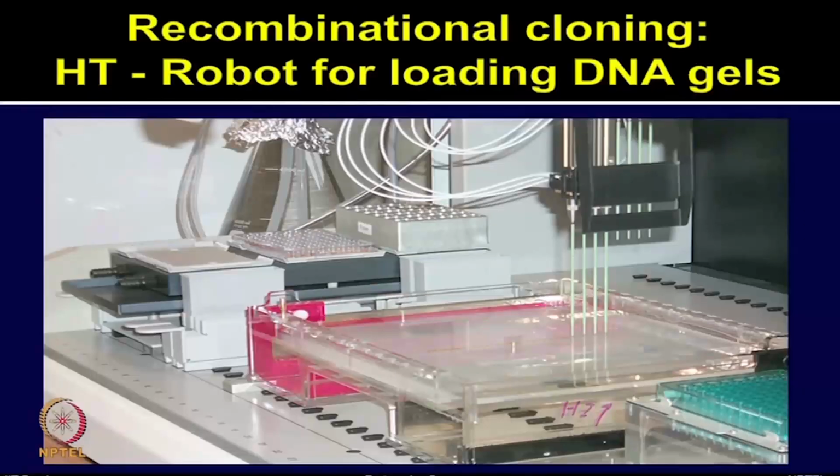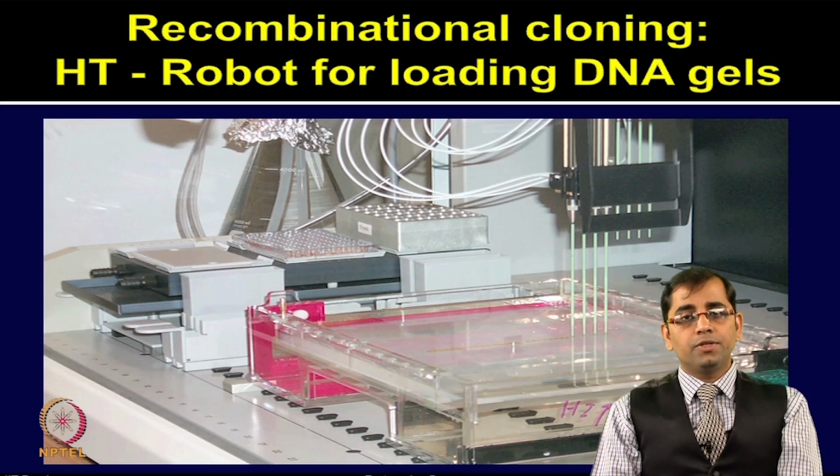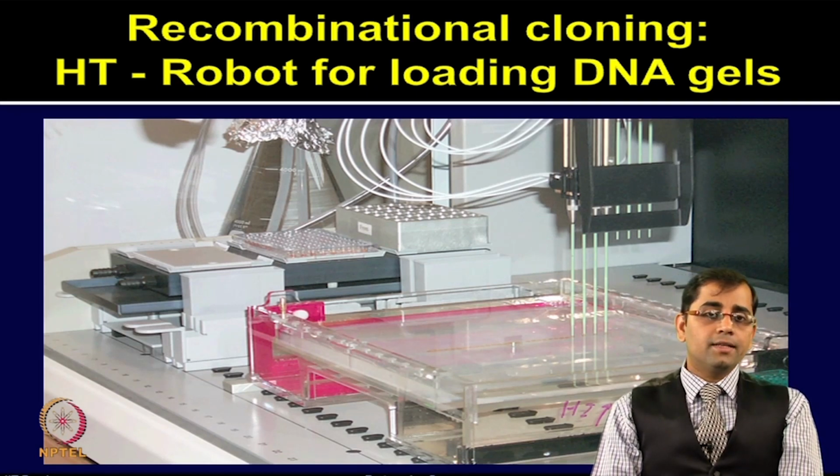I will show you a few images from my previous tenure as a postdoc working in Dr. Josh Labaer's lab at Harvard Institute of Proteomics. These images will provide you a glimpse of various steps involved in high throughput cloning and how one can perform these experiments in a high throughput manner. This image shows you the high throughput platform for loading DNA gels. A robotic system is used here where 192 lanes can be loaded in only 20 minutes.